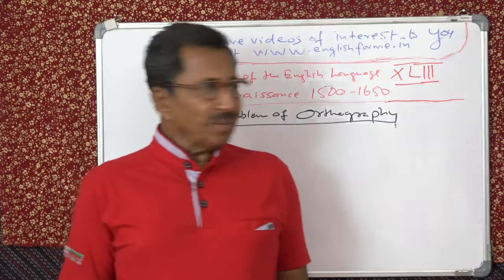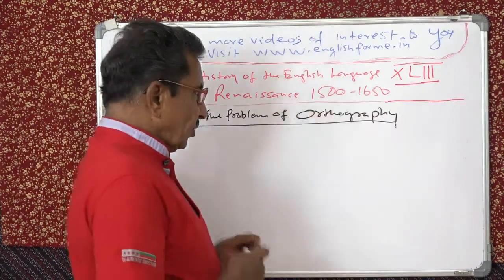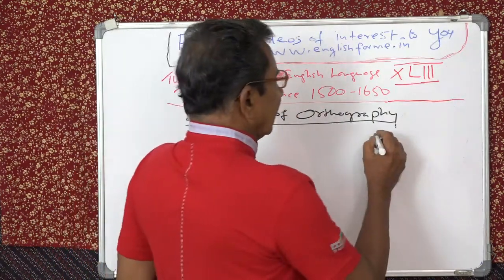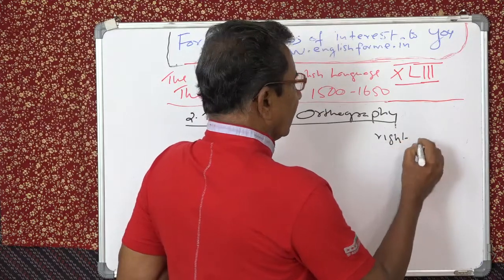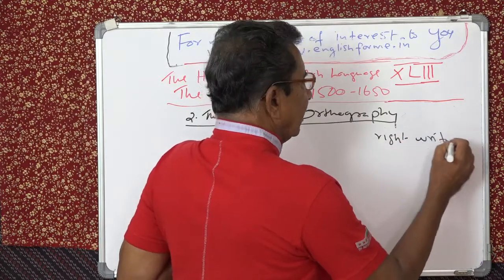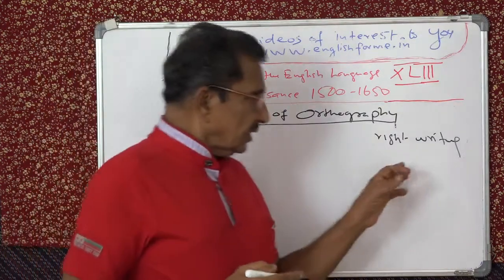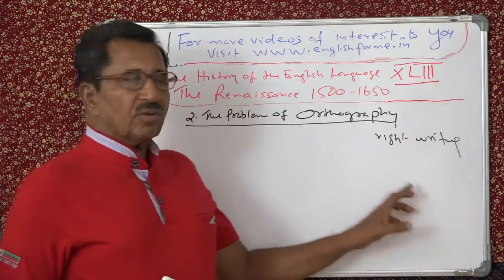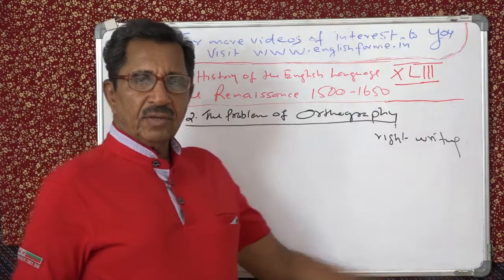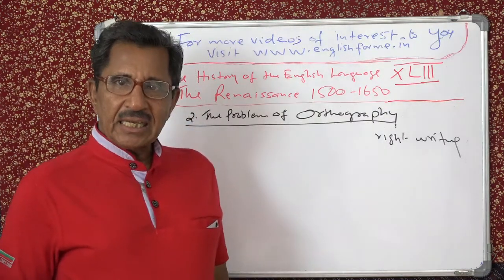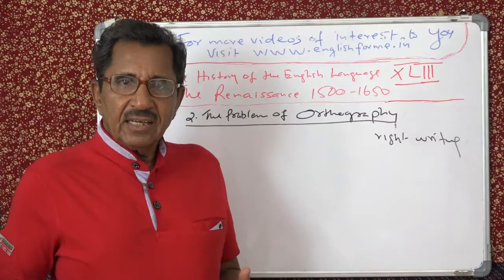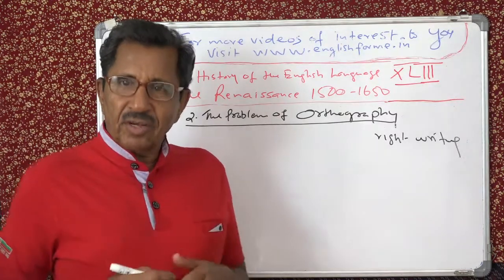Then the second problem is that of right writing, or orthography. This is the word. This is how Mulcaster explains orthography. What is orthography? According to Mulcaster, it is right writing. Why right writing? That means there must have been wrong writing, isn't it?